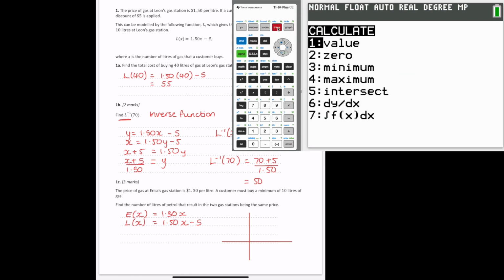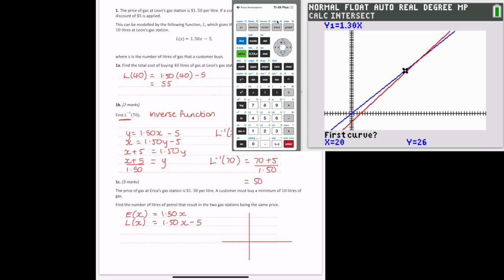So to find what that value is, I can do second function trace, which is the calculations, and I'm looking for the intersection. So I'm clicking once to the left, and then I'm going to the right of it, hitting enter, and then I find the middle value. So they're both equal at 25. So we know that when we put in 25 litres of fuel, they are both equal, and the cost will be $32.50.